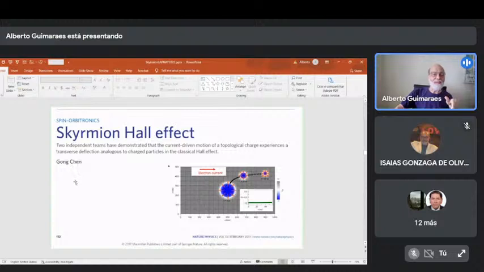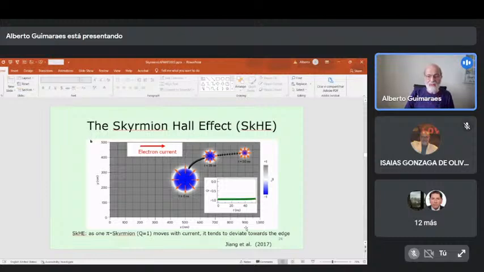In fact, this article here starts by mentioning that Brazilian footballers made a goal by inducing the turning motion of a football in such a way that the ball propagated in a non-straight way, and this happened in the World Cup some years ago. The skyrmion Hall effect is analogous to the Magnus effect of mechanics, whereby a turning sphere propagating, for example, inside a fluid or in air, will deviate from a straight trajectory. Here is again the same illustration.